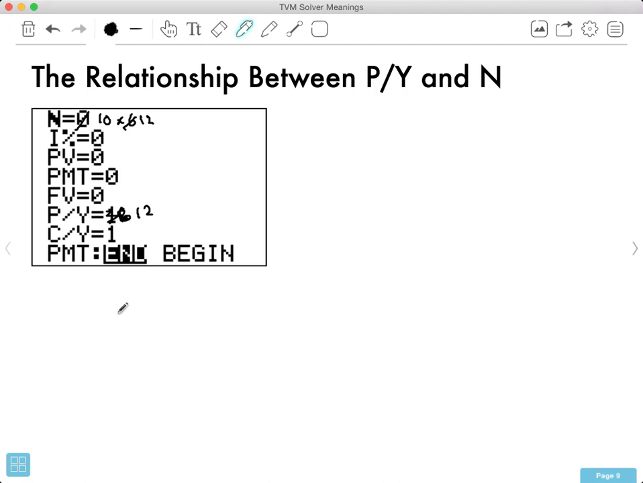It's worth it just as a postscript to mention that if you look at the bottom where it says payment end, for all questions in Applied 30 and 40, just leave payment on end. That will cause your questions to match all of the answer keys in the back.